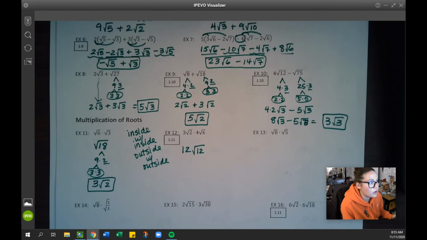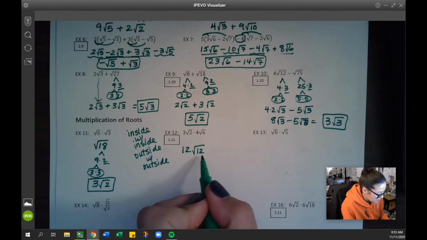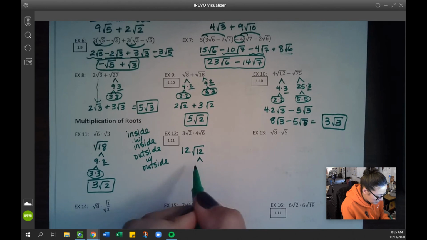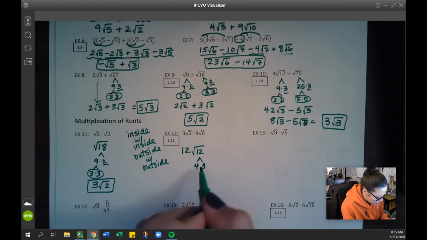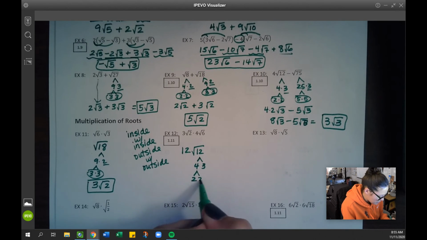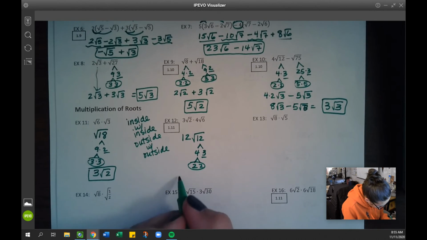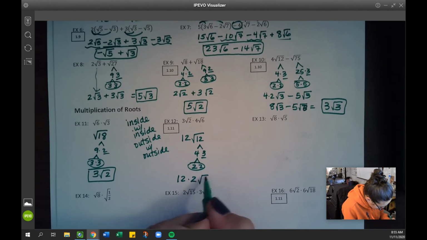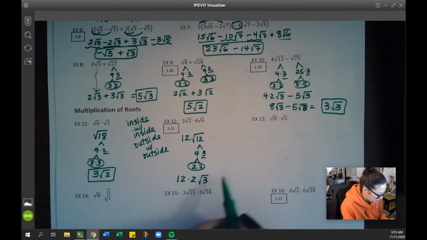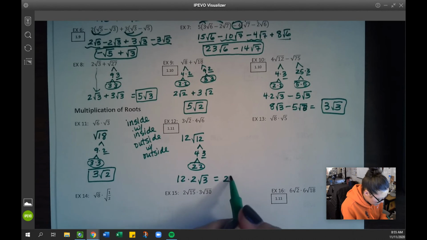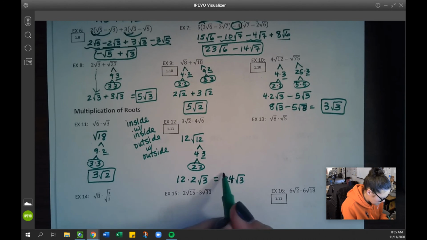And again, we always have to check, can we simplify it? The answer is yes. It's not a perfect square, but we can break it apart. 12 is 4 times 3, and 4 goes into 2 times 2. So I have 12 times 2 times the square root of 3, which gives me 24 square root of 3.